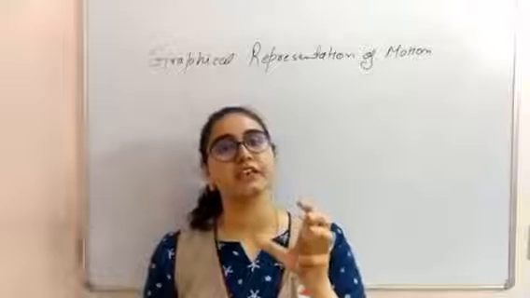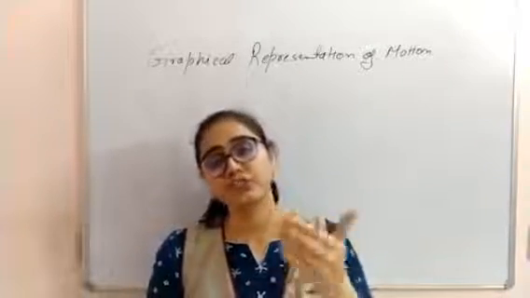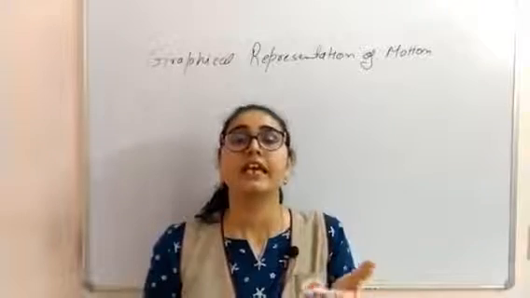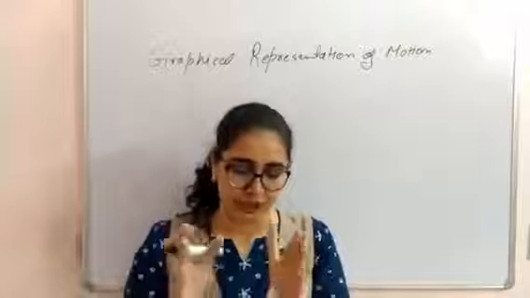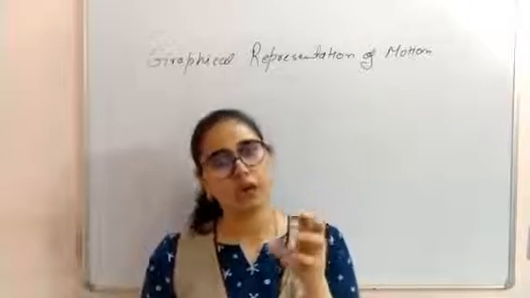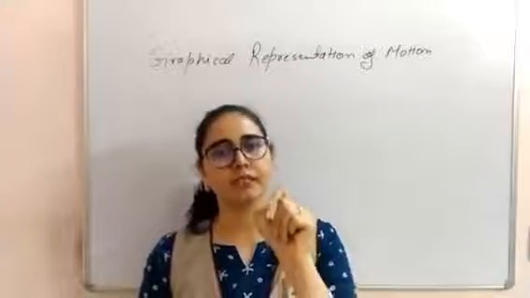As you already have studied, if the object is in motion, it is changing its position, and you also have studied about accelerated motion, in which the object is changing its velocity with respect to time. Now how can we represent all such data in the form of a graph? We are going to study that here.